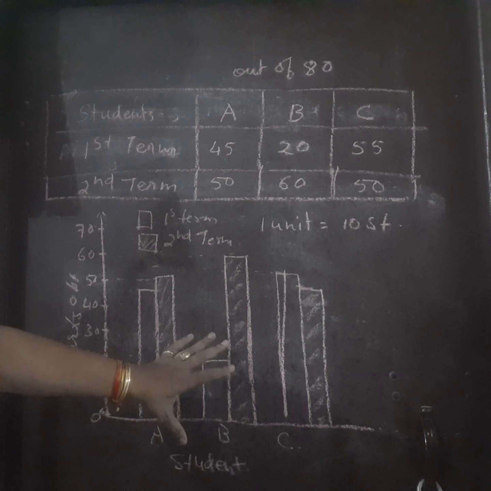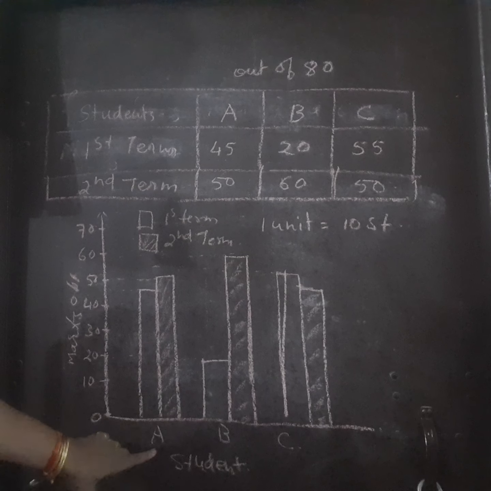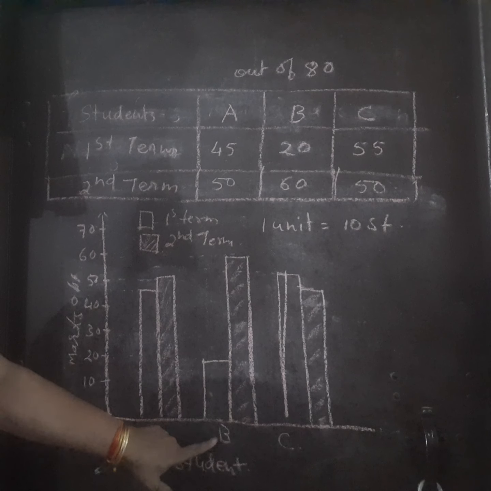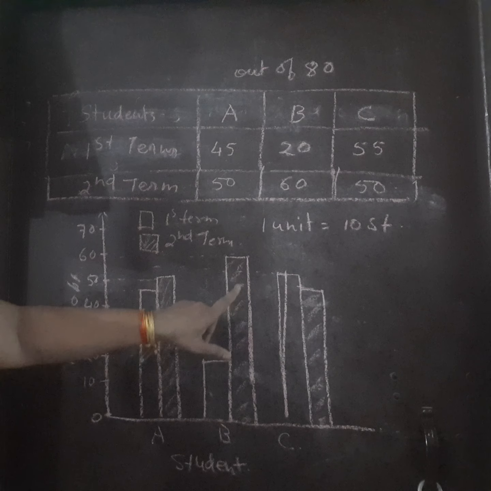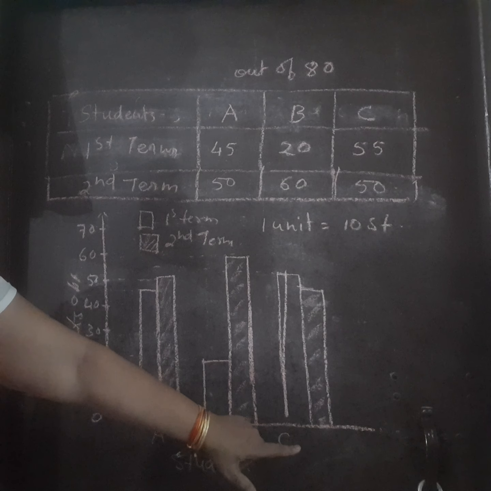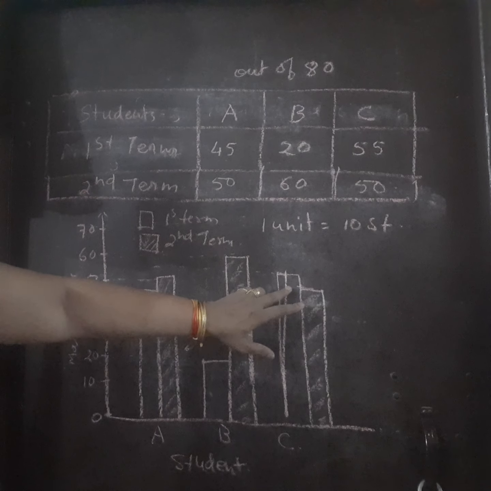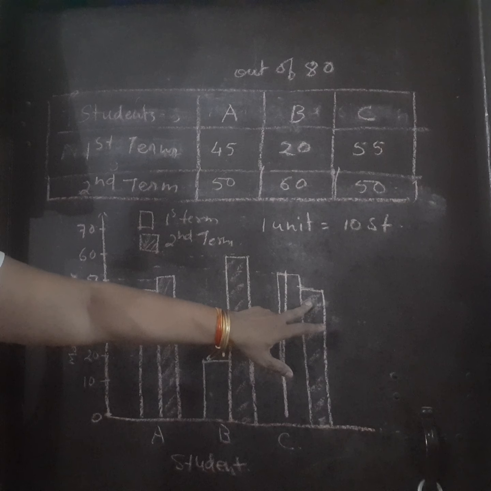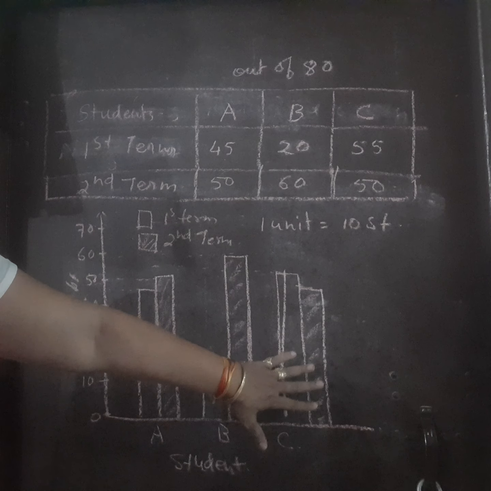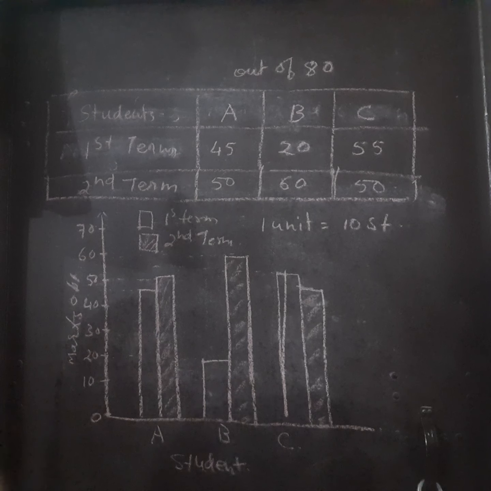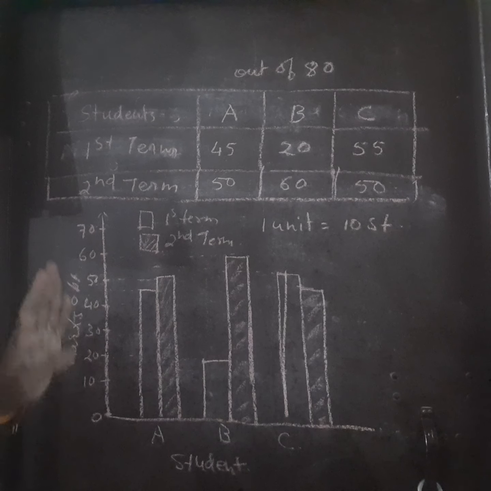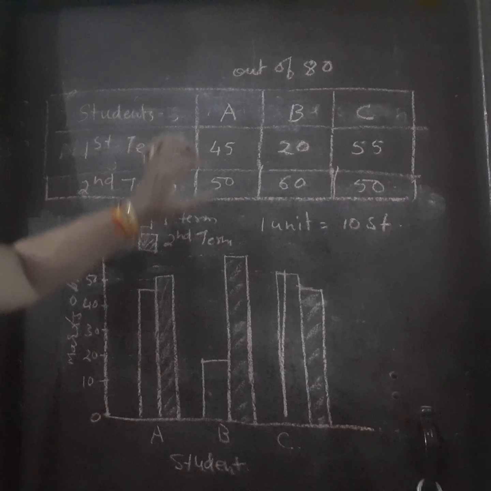Only by just seeing the graph you can understand that A has improved in second term, B has made a high jump, improved a lot in second term examination, whereas C has gone down because earlier he got 55 marks but now he has deteriorated and got 50 marks, less marks. So here C has performed not well. So only by seeing the double bar graph you can compare the two given data.